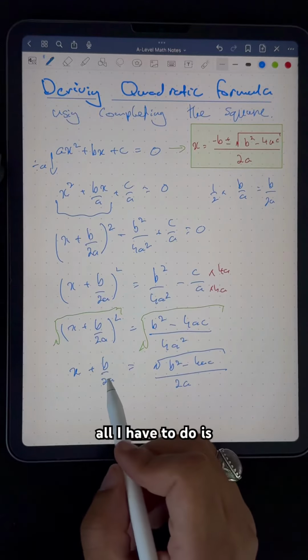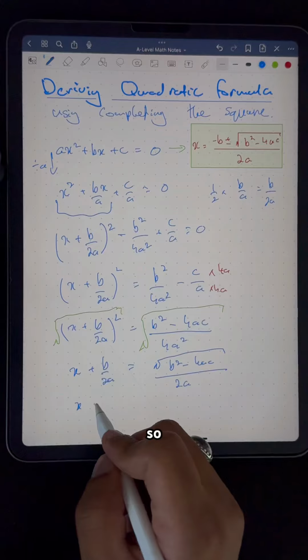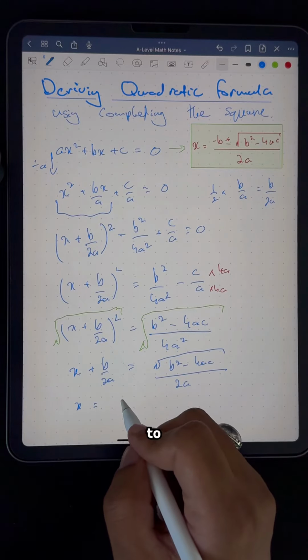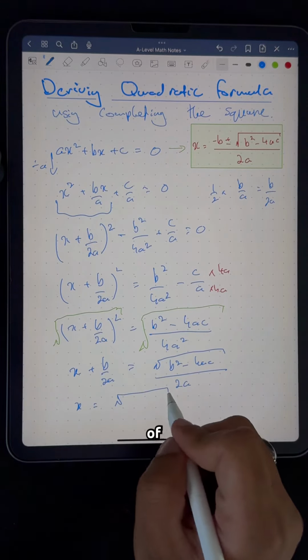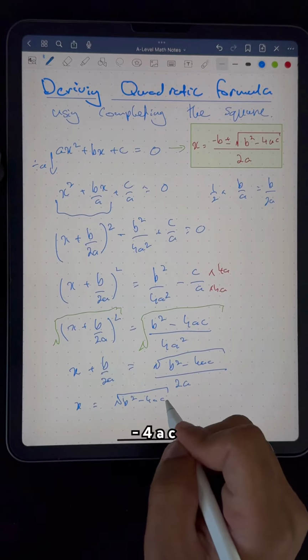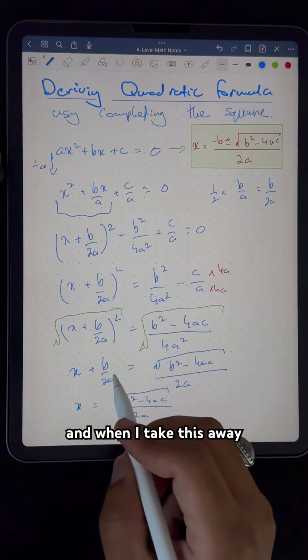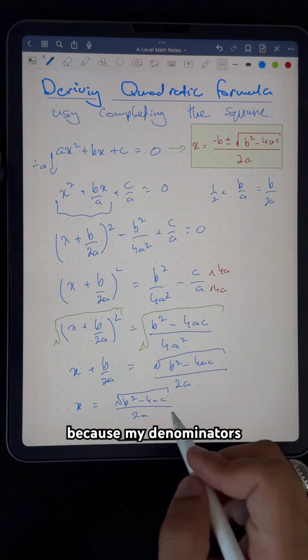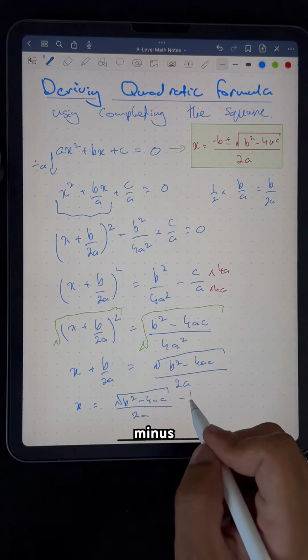Now all I have to do is take this away to the other side. So x would be equal to the square root of b squared minus 4ac, all over 2a. And when I take this away, because my denominators are the same, I can leave it as that, and I can do minus b over there.